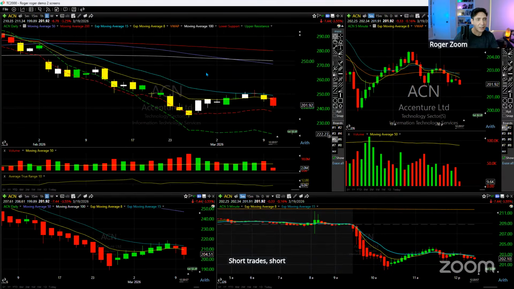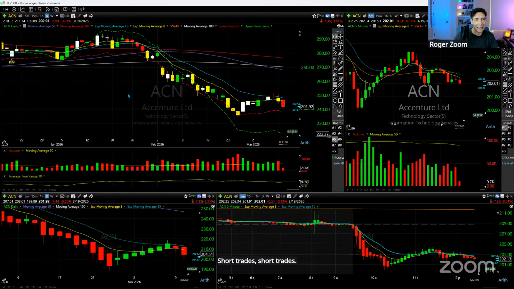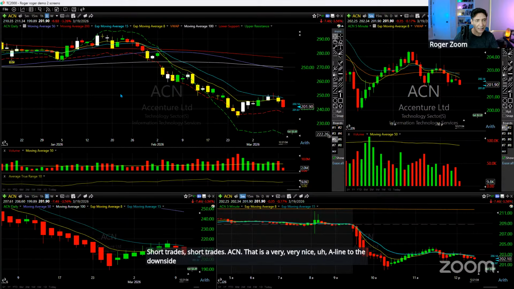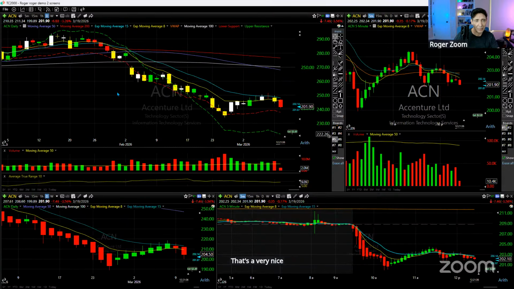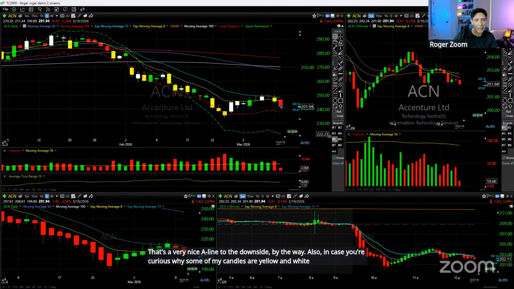Short trades. ACN. That is a very, very nice A line to the downside, by the way. Also, in case you're curious why some of my candles are yellow and white instead of green and red, that's because these are high volume candles. Yellow is a high volume candle to the downside. White is a high volume candle to the upside.